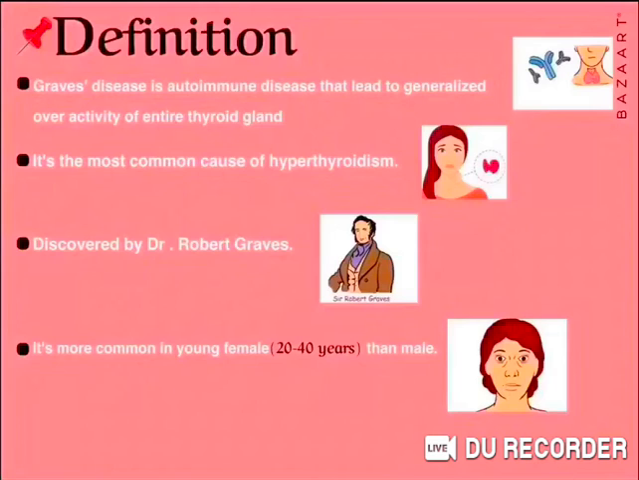And now it is time to talk about our subject. What is Graves' disease? It is an autoimmune disease that leads to overactivity of the thyroid gland and is considered the most common cause of hyperthyroidism. The first one who described it was Dr. Robert Graves, and it's more common in young females between the ages of 20 to 40 years.